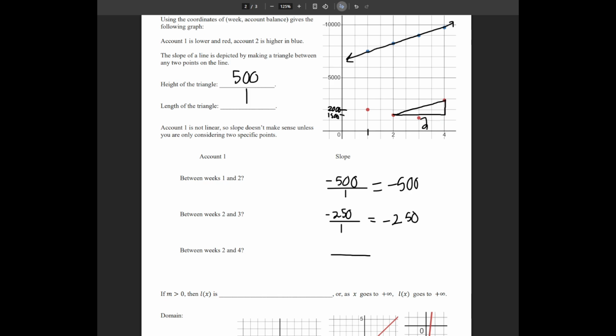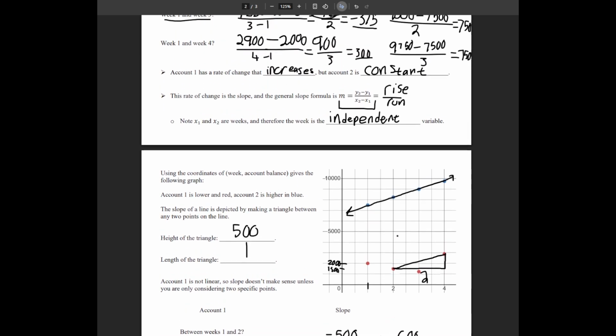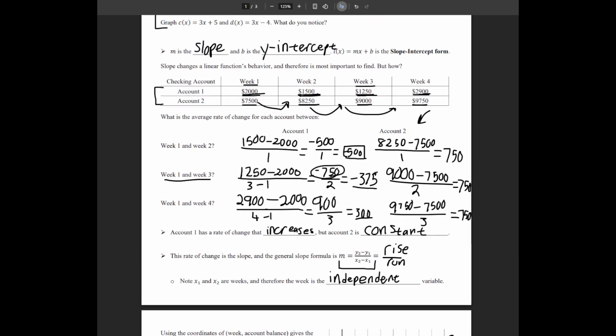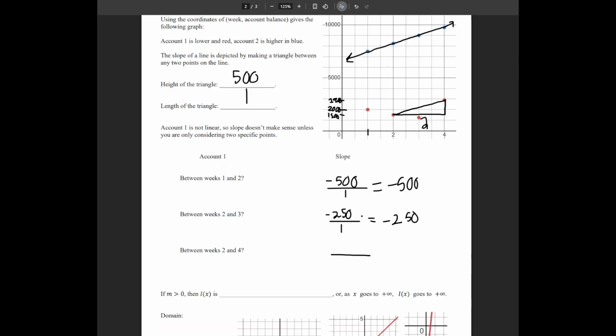Our length should be 2 units. Our height, from here to here, again, it's hard for me to see some of these, so I'm going to check back on this. Week 2 should be 1,500. This should be 2,900. Just plugging into the formula, 2,900 minus 1,500, all divided by 4 minus 2. This will give us 1,400 divided by 2, or 700.